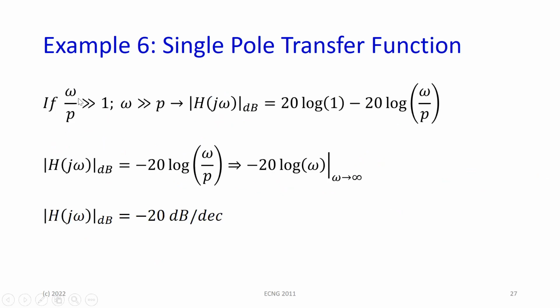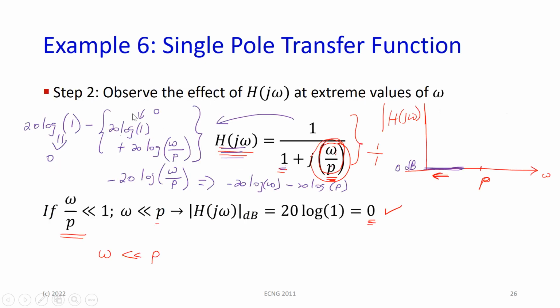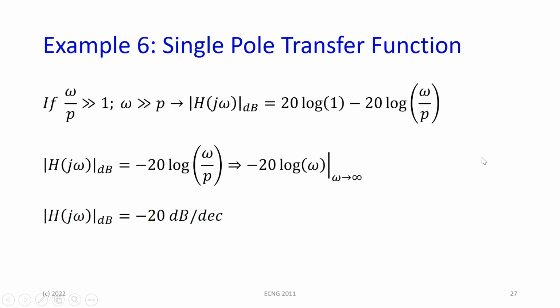If omega over P is much greater than 1, it means that omega is much greater than P. So we know, if we go back to our line, we're looking at somewhere up this side now. So omega much greater than P. P is somewhere here. When omega was much less than P, we had a line here at 0 dB. Omega much greater than P, so we're up in the high frequency ranges now, right?